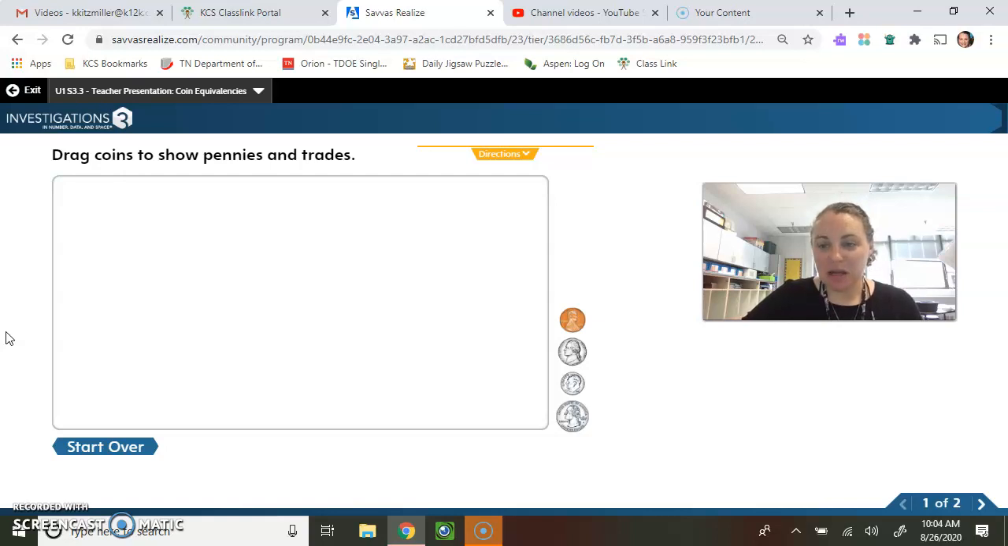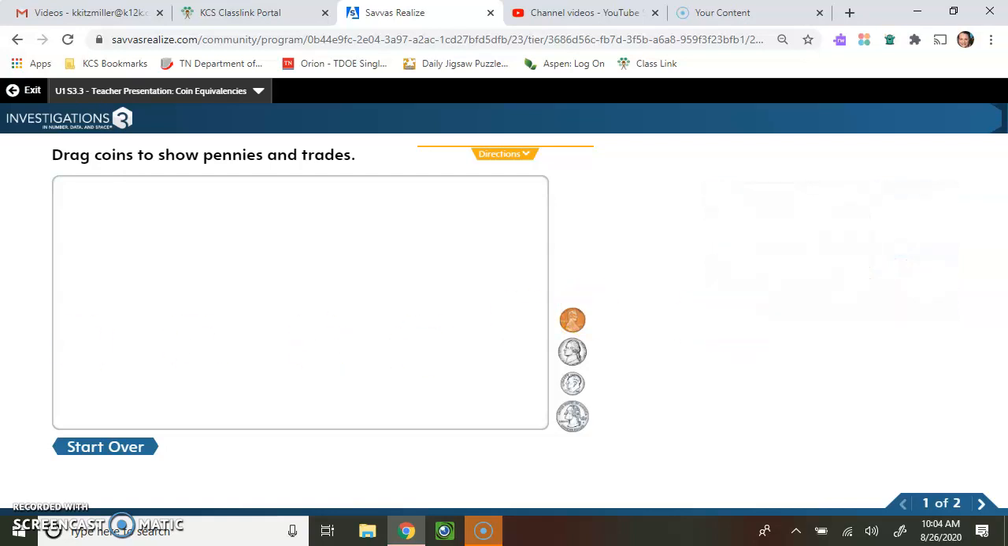We're going to look at some strategies for playing the game Collect 50 Cents, and we're going to look at trading out coins, so coins that are equivalent to one another. So I'm going to drag over some pennies, and I want you to help me count these as I drag them over.